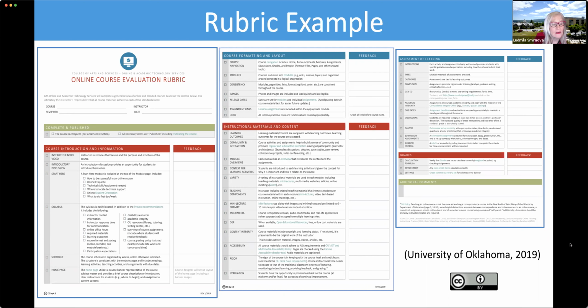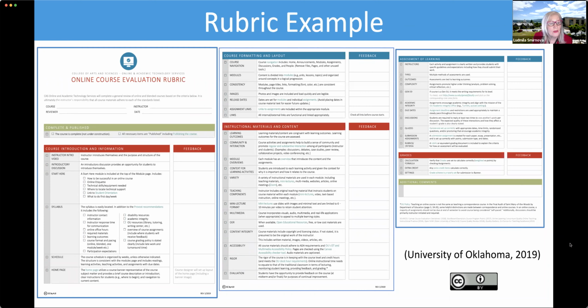Then the syllabus. Is there a sample, or is the outline a requirement at the university or institution level, with the elements that are required? Are they in place? Schedule, homepage. So this is course introduction and information. Course formatting and layout, how this is evaluated: course navigation, modules, consistency, images, colors and aesthetics of the course, instructional materials and content.